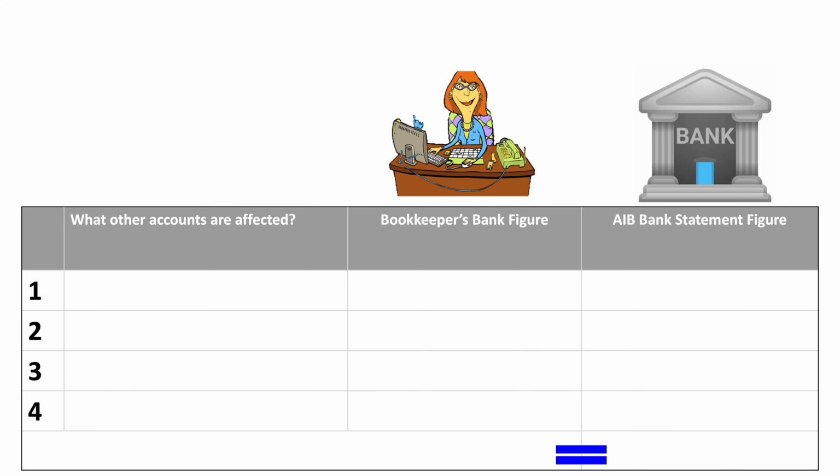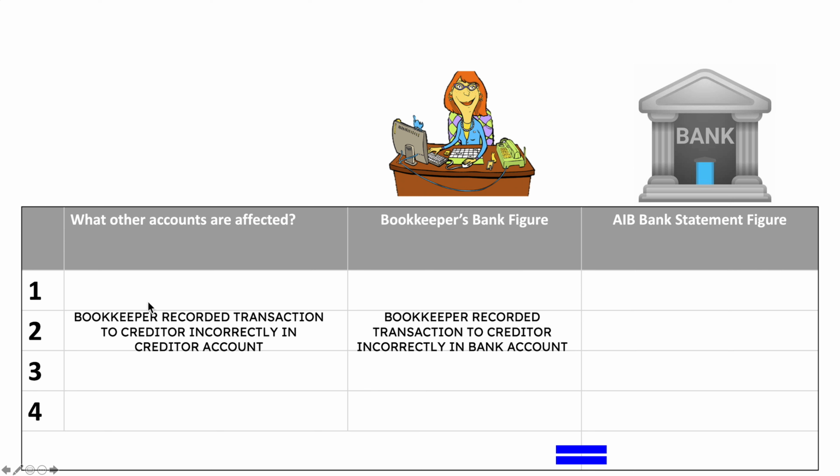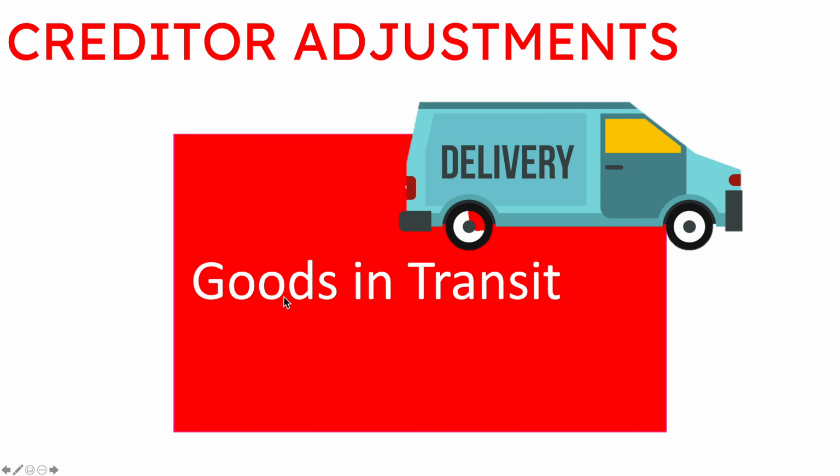So the bank adjustments. Have a look at the bank adjustments video if you haven't seen it yet, but basically the bookkeeper's bank figure and the bank figure don't equal, and what has happened a lot of times with creditors is that the bookkeeper recorded a transaction to a creditor incorrectly in the bank account, or they didn't enter it at all, and then in the creditor account the bookkeeper recorded the transaction incorrectly or hasn't entered it at all. So we'll see some of them in a moment.